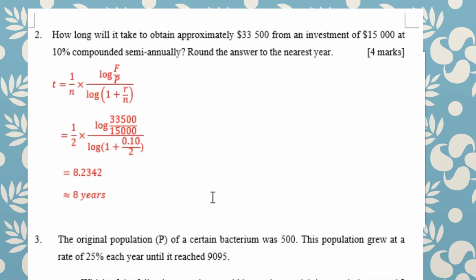All right, so moving along, number 2. How long will it take to obtain that value, which is your future value, from an investment of 15,000? This is your principal. 10% compounded semi-annually. So 10% is 0.1, semi-annually, n = 2. Either you use this formula that's been given to you in your manual, or you do it manually the way I taught you in my previous video. That is better, because if you forget this formula, then you can't do it. But if you can use this formula, I'm good too. They ask you to round to the nearest year, so you round off to 8 years.